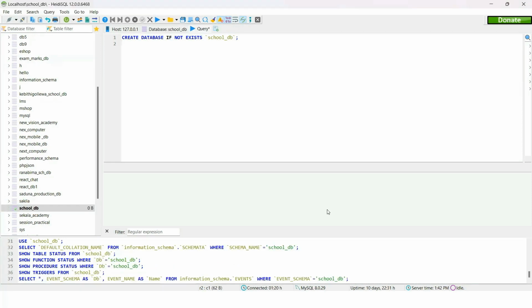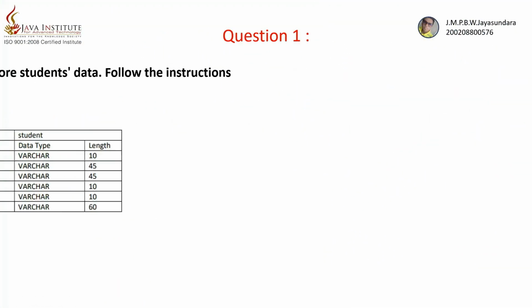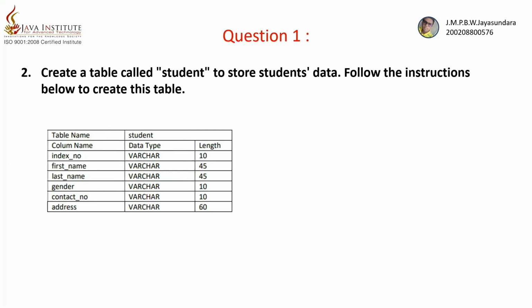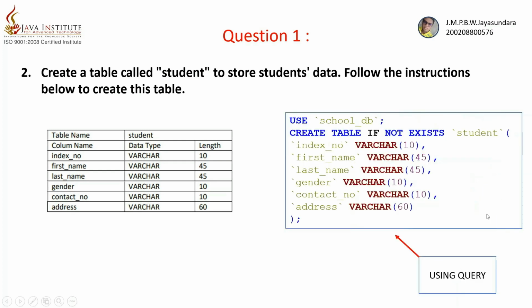So let's go into our second question. Here we have our second question: create a table called student to store student data. Follow the instructions below to create this table. And here we have our instructions to create this table. So how are we going to create it? We can create a table using a query and also a manual method. When we create a table using a query, first we need to define what database we are using, and to do that we use a keyword.